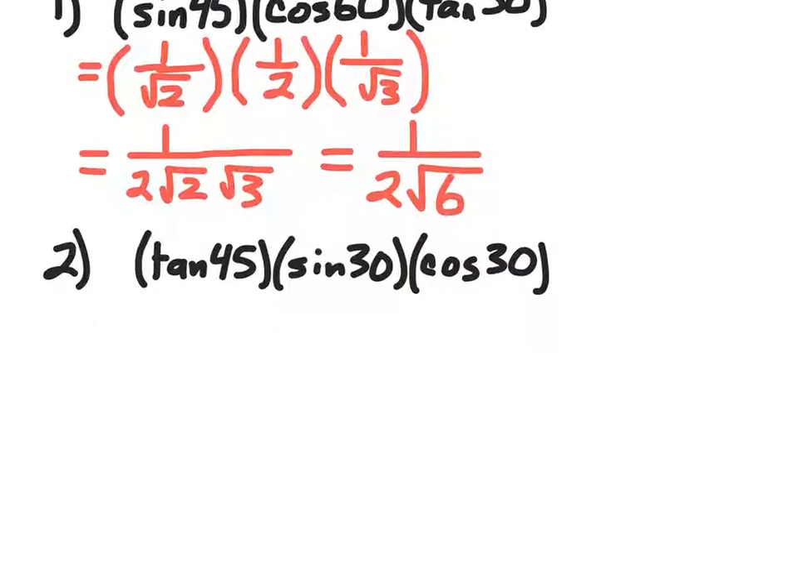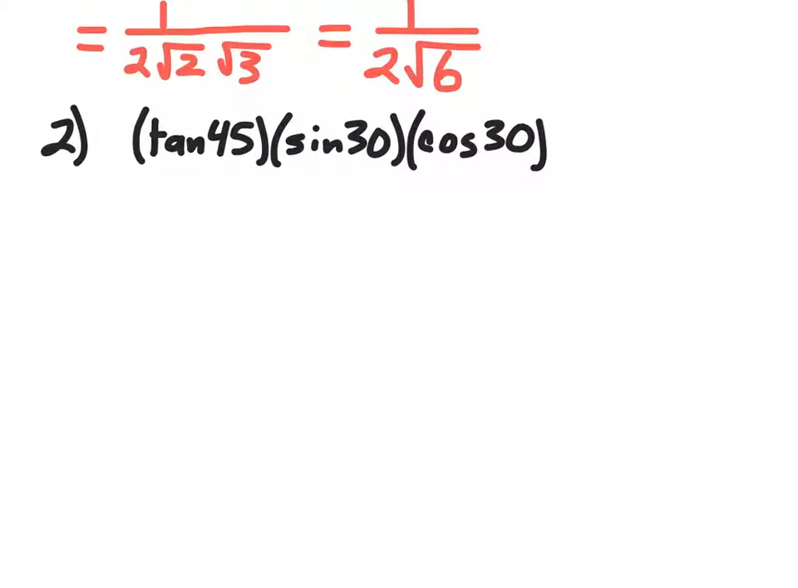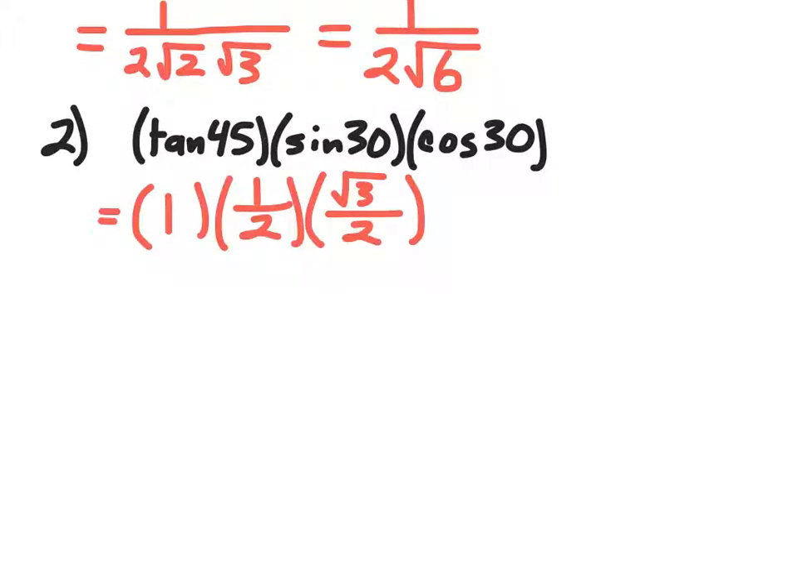If I look at my next question, I can do the same thing. I know the tangent of 45 is 1, the sine of 30 is 1 over 2, and the cosine of 30 is root 3 over 2. When I multiply those together, I get the square root of 3 divided by 4, and that's my exact answer.